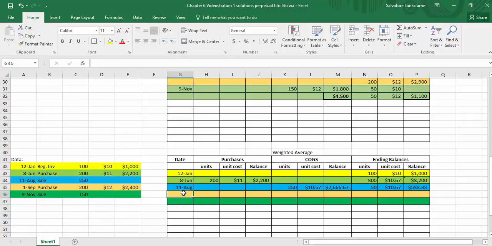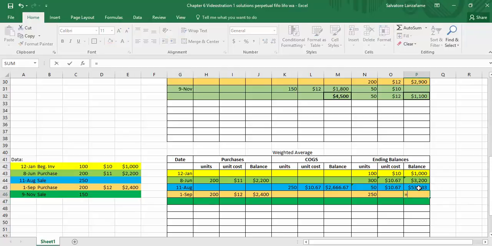Okay, next one, September 1st. And on September 1st, we acquired 200 more units at $12, so 200 times the 12, 2,400. Now let's add it to our inventory. Take the old units of 50, add the new units of 200. So now we're up to 250.